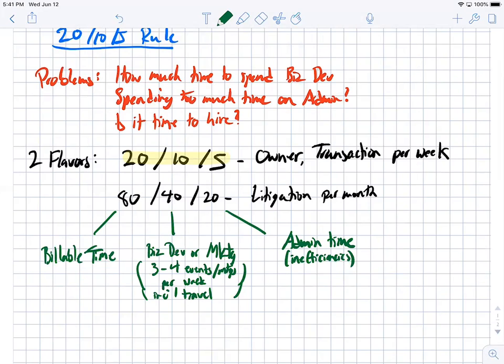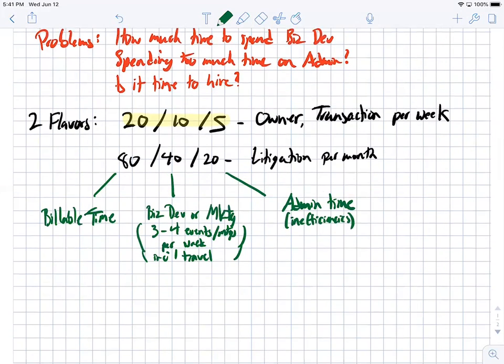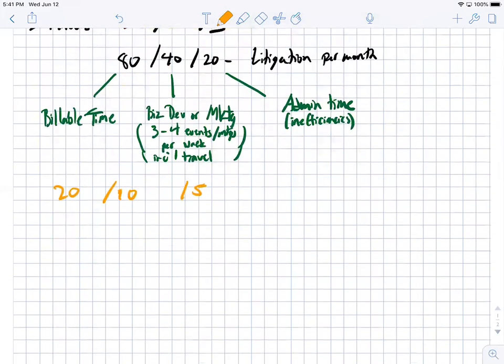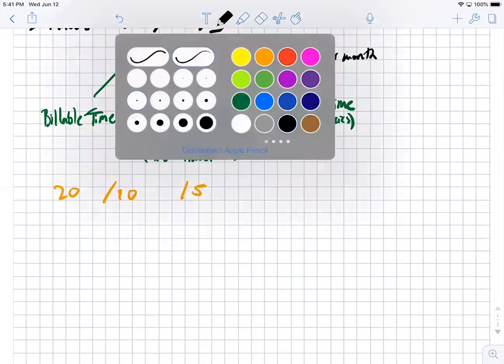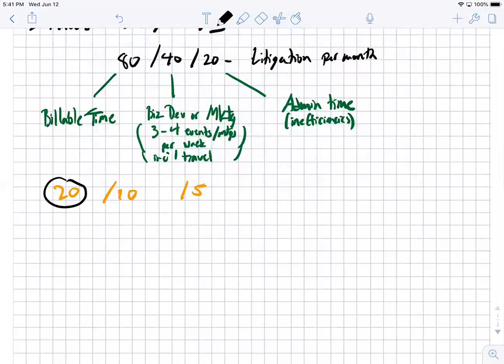Okay, so those are the three different areas. And if we take the 20-10-5 version of this rule, we're going to see a few different things, and we can look at each of these in turn. So the first thing that might come up, and this is with regards to the 20, is maybe they're not billing enough. In which case they either need to get more focused, get more efficient with their billing, or they just need to get out there and market more.